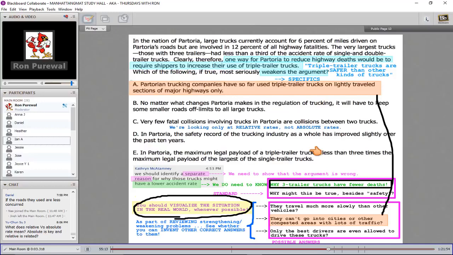Relative rate means these have a higher rate than those do. Absolute rate is like high or low overall. Yeah. So if my house is taller than your house, then that's relative height. But absolute height is how tall is it, period. You know, skyscrapers are tall in terms of absolute height. Okay. But yeah, relative just means compared to something else.